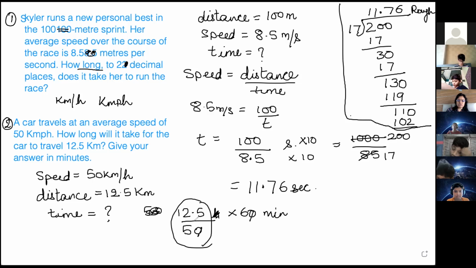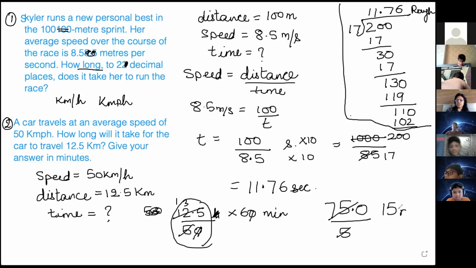Ma'am, then we will do 12.5 into 6, na, upon 5. That also you can do. I'm doing it in the numerator. Anything you can do. Do 12.5 into 6. Yes, ma'am. 75 upon 5 is coming. So how much are we getting? 15 minutes is the answer.